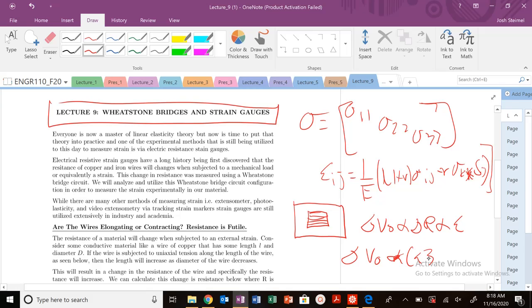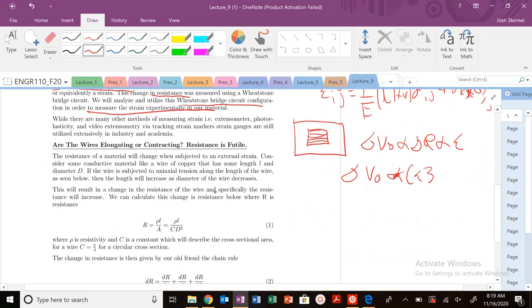So electrical strain gauges have a long history. First discovered, basically, resistance of copper and iron wires will change when subjected to a mechanical load, or equivalently a strain. I think this was first found by Ruge and Simmons and patented at MIT a long while back. We're going to measure that change in resistance using a Wheatstone bridge configuration, and that's going to allow us to measure strain.